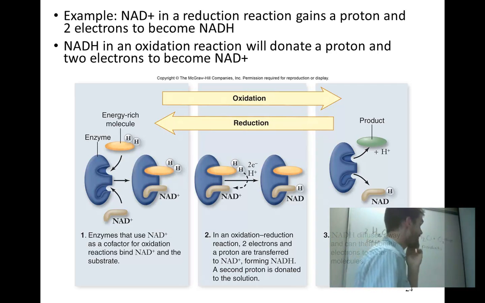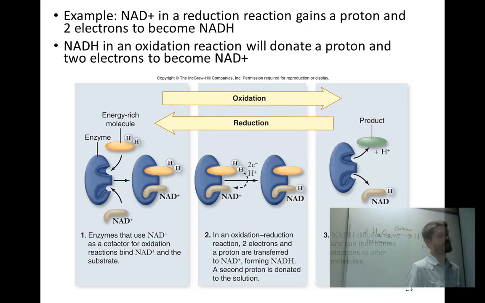Okay, so an example of this is NAD+, which is used in a lot of biochemical pathways. In a reduction reaction, it gains an electron and it becomes NADH. It also gains a proton and 2 electrons. In an oxidation reaction, NADH loses that proton and 2 electrons and becomes NAD+. And it just makes sense that it would gain a proton and 2 electrons.